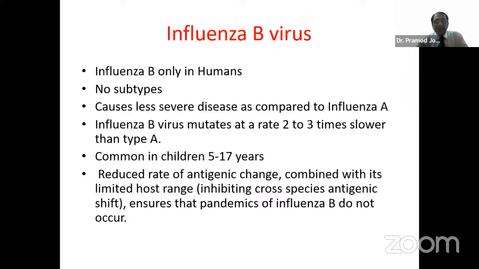About influenza B virus, remember that it is only in human beings. There are no subtypes, and it causes less severe disease as compared to influenza A. And influenza B mutates at a rate 2 to 3 times lower than type A, and it is common in children between 5 to 17 years, and it is showing reduced rate of antigenic change.